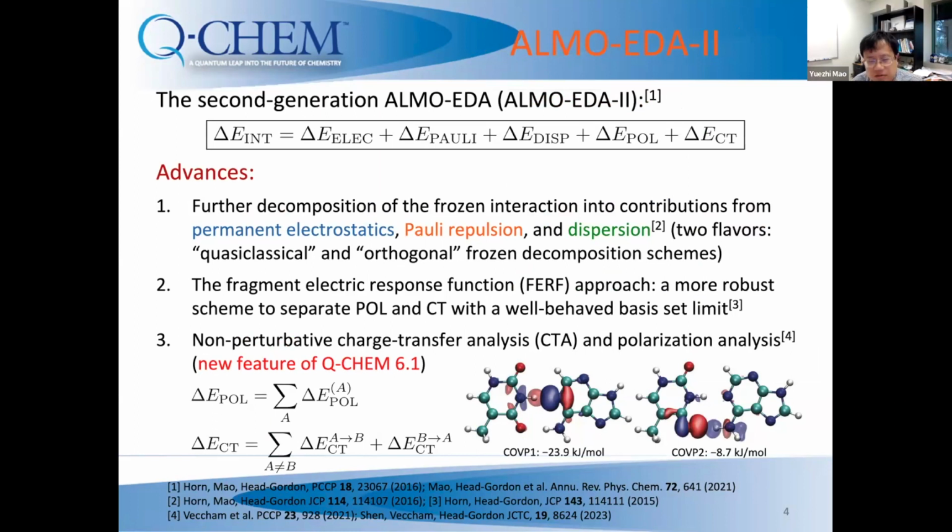In addition, associated with this method, there is an analysis method called complementary occupied-virtual pairs, COVP. So this can help you generate an orbital picture for this polarization and also charge transfer analysis. So here it shows the 2 COVPs involved in the charge transfer for this base pair. And yeah, one of the core developers of this method, Heng Yuan, is actually a TA here in this workshop.